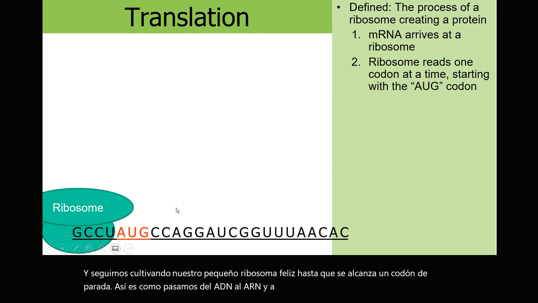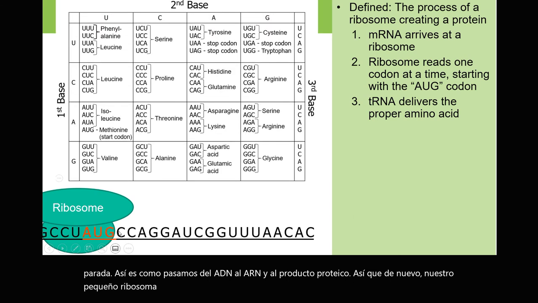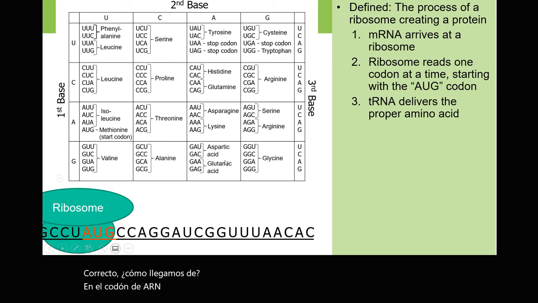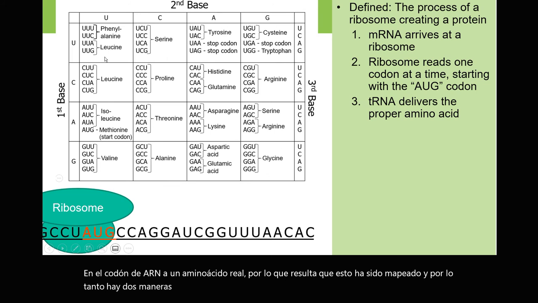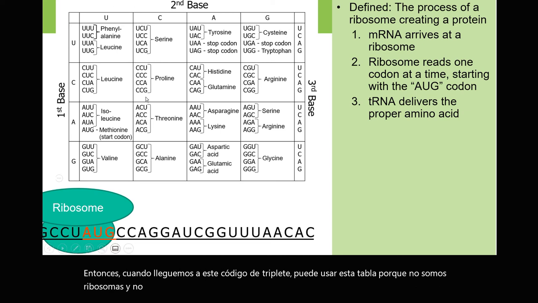So again, our little ribosome is coming here on our methionine. So how does it know, right? How do we get from an RNA codon to an actual amino acid? So it turns out that this has been mapped out. And so there are two different tables that you might see this in. When we get to this triplet code, you can use this table because we're not ribosomes and we don't know how to do this on our own without our charts.